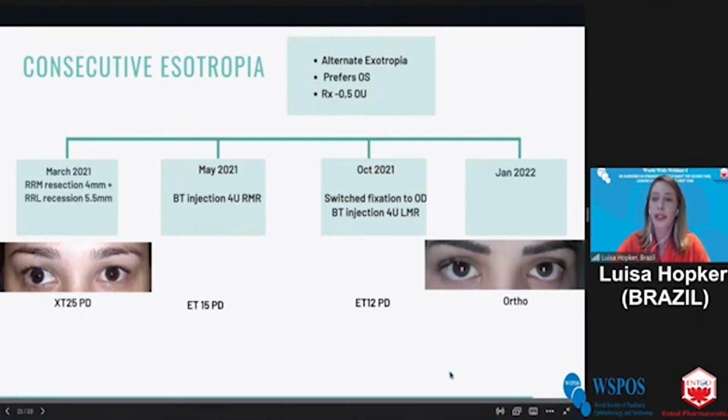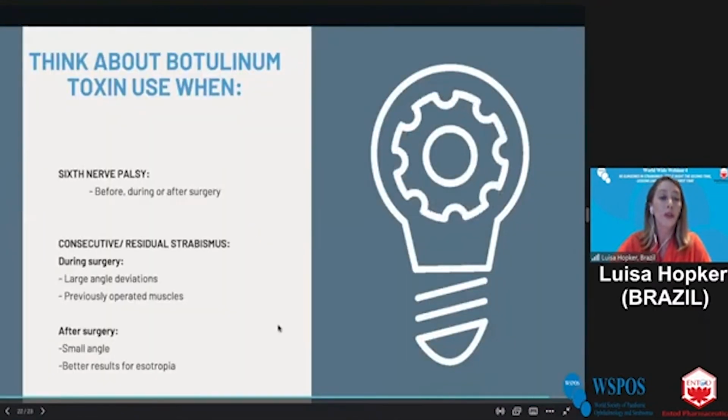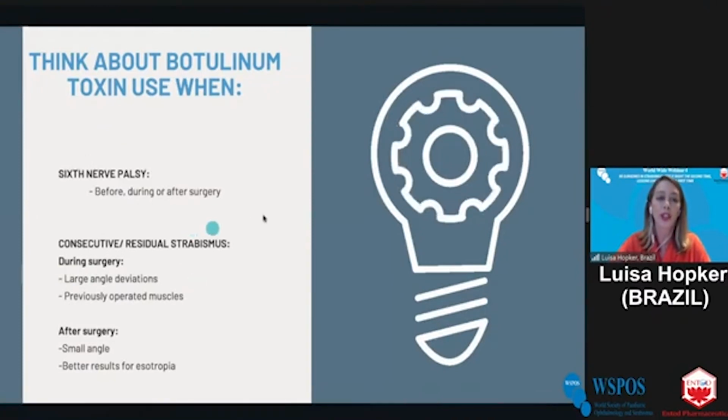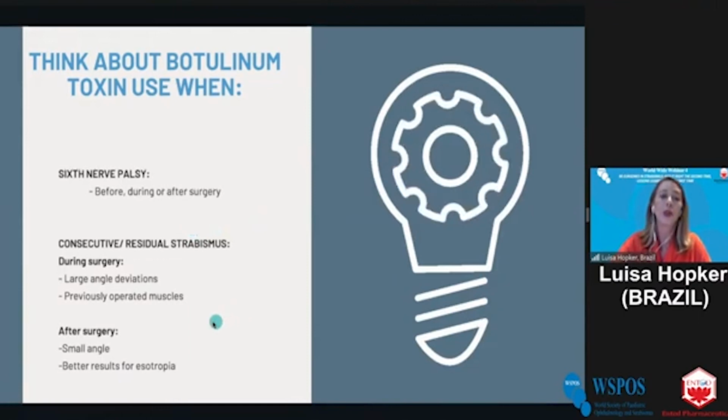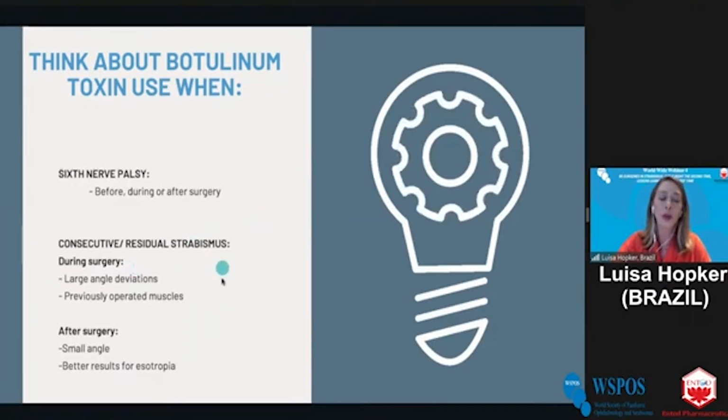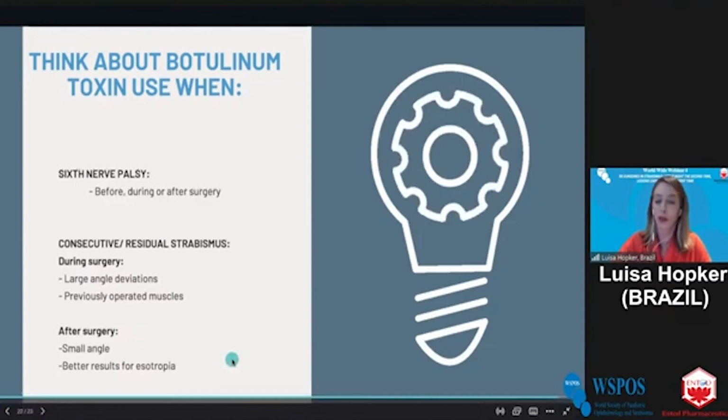So when we think about botulinum toxin, whenever we have a sixth nerve palsy, either before, during, or after surgery, whenever you have a consecutive or residual strabismus, either during surgery in large angle deviations or in previously operated muscles, and after surgery in small angles, and remember that we have better results for esotropia.